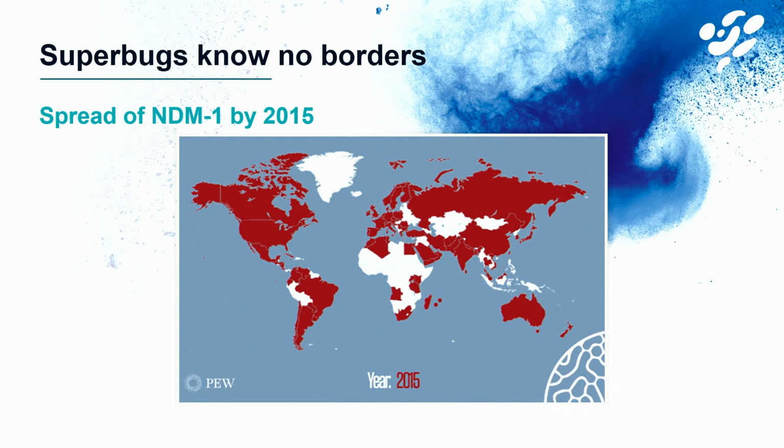So superbugs know no borders, and you've just seen this already, and I'm just giving you one example here from some data from 2015, another global map, and the red here shows the countries in which this one resistance gene called NDM1 was distributed. Now, please don't think that those countries indicated in white means that this gene was not found. It's actually where they didn't look for it. And if we now look at data more recently, and I will show you some more maps in a minute, actually this resistance is globally disseminated.